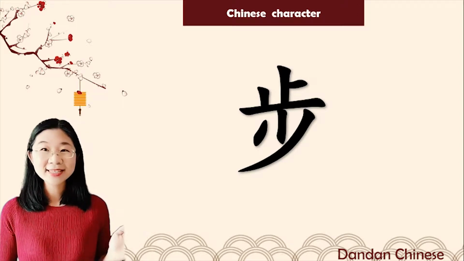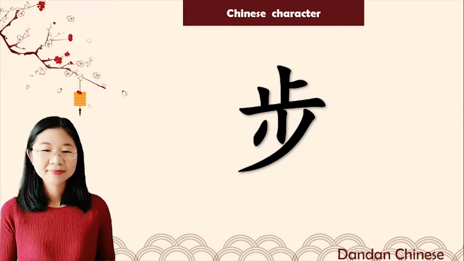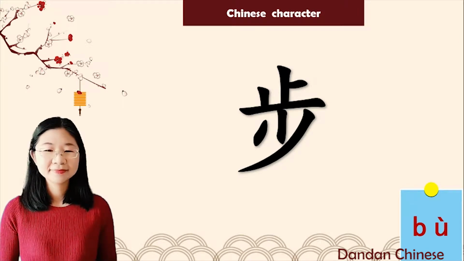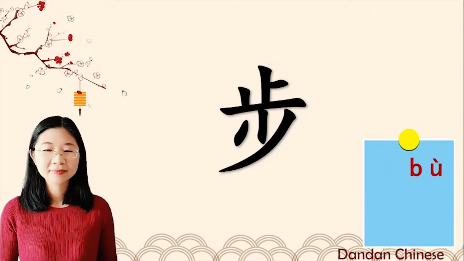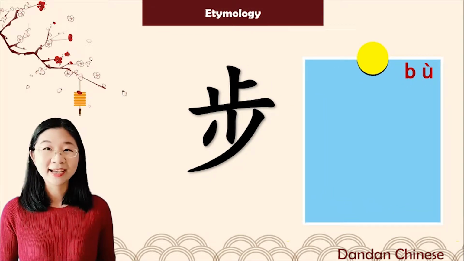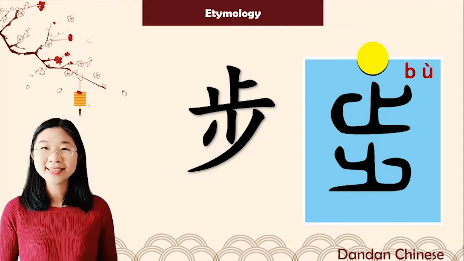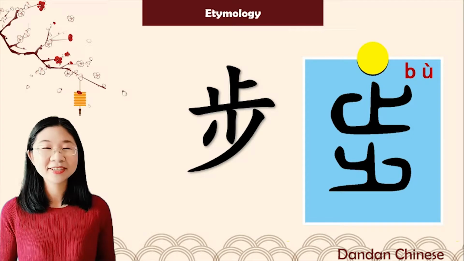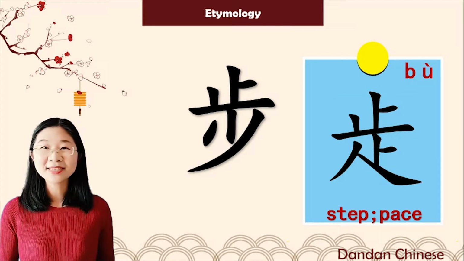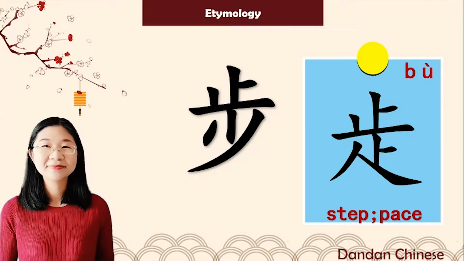Today's our Chinese character lesson. We're gonna learn this character, 不. Let's see what this character originally looked like. It's like this. Can you guess the meaning of this character? It means step and pace.